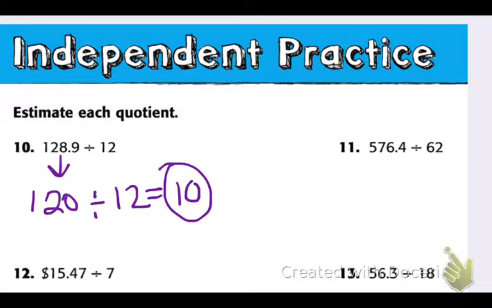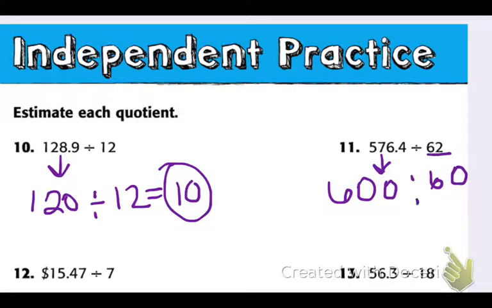Okay, now this number, 62, I'm going to actually estimate it to 60. Once I have that 0, then that allows me to do a little bit easier mental math. 576, well, it's pretty close to 600. Okay, it's not accurate, but it's close, right? We're trying to do that mental math.